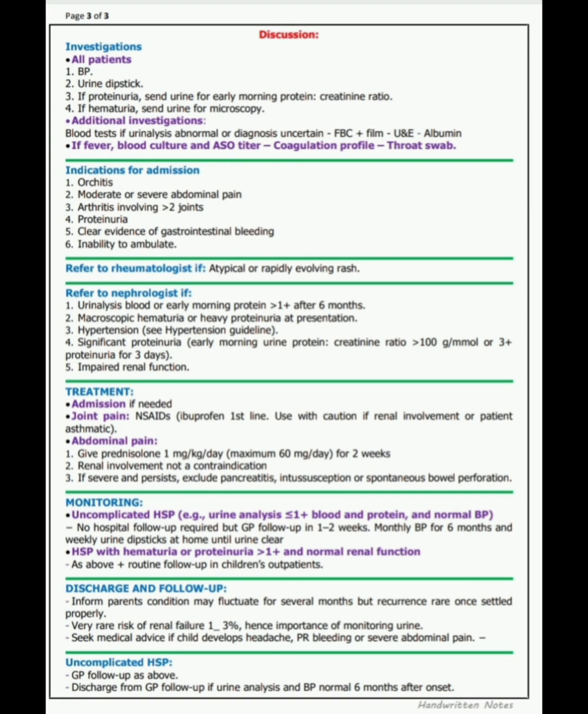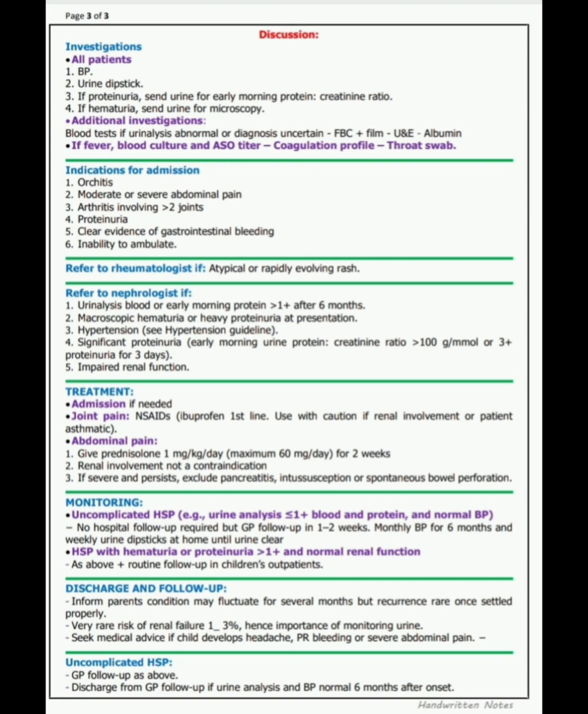Now, abdominal pain. Number 1, we give prednisolone 1 mg per kg per day, maximum 60 mg per day for 2 weeks. Number 2, renal involvement is not a contraindication. Number 3, if severe and persistent, exclude pancreatitis, intussusception or spontaneous bowel perforation. So pancreatitis, intussusception or spontaneous bowel perforation need to be excluded. And we know that intussusception is one of the complications of Henoch-Schönlein purpura.